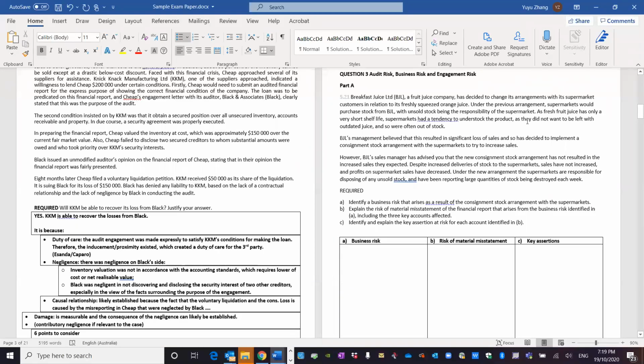Okay, now question 3. Suppose question 3 here is about audit risk, business risk, and engagement risk as in this very simple case in part A. How would you develop your answer?